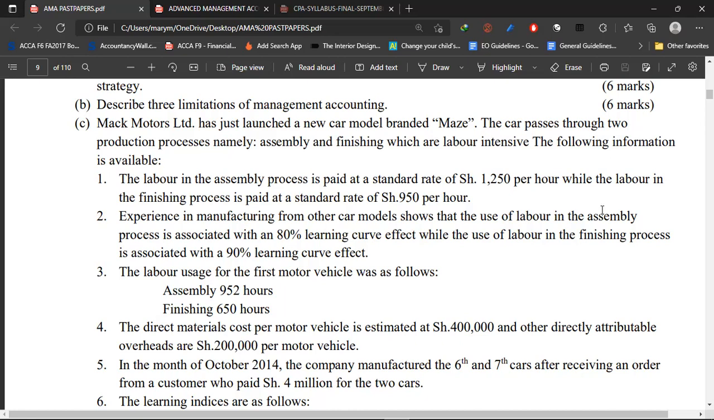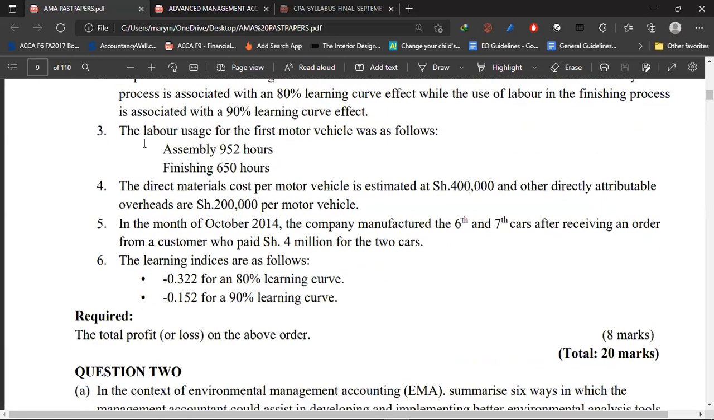Experience in manufacturing from other car models shows that the use of labor in the assembly process is associated with 80%, and then they have given you the learning index for that. Now, in note number 3, we are being told the labor usage for the first motor vehicle was 952 hours for assembly, and for the finishing was 650. Right? So it means I just need to do my analysis. The examiner has already given me A, right? My A for assembly is 952 hours. Then for the finishing, my A is 650 hours.